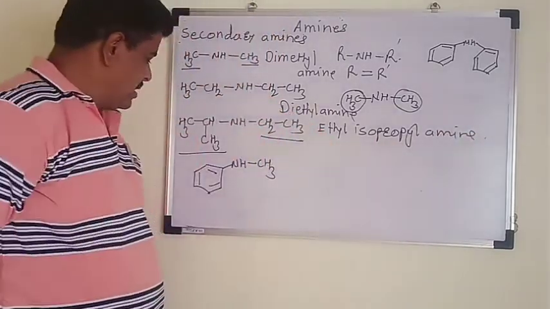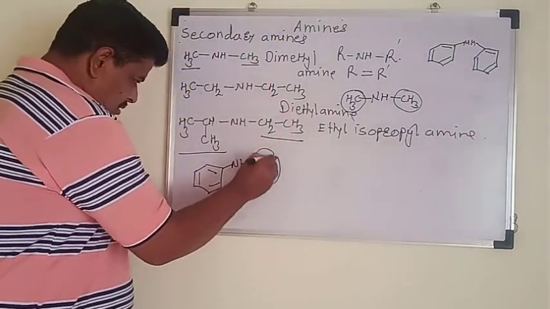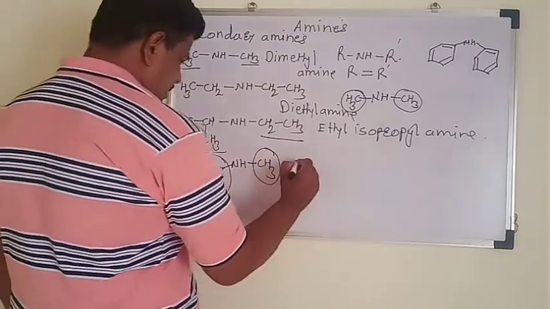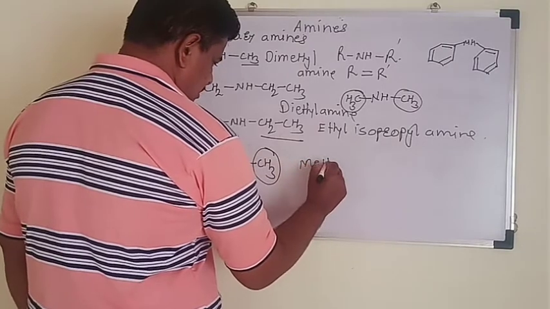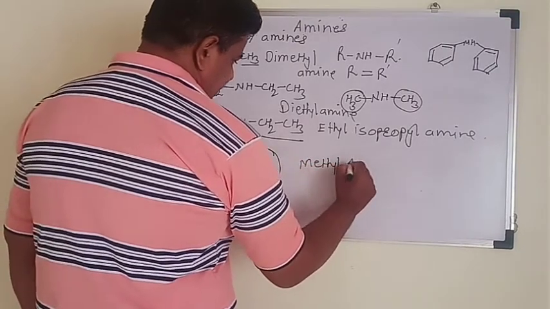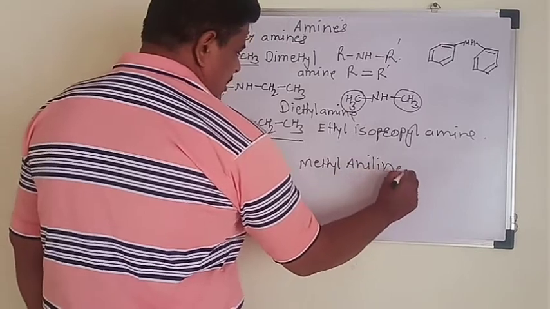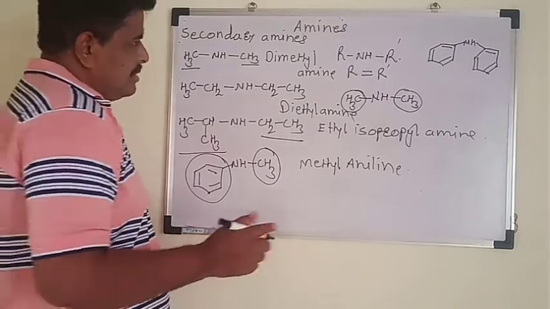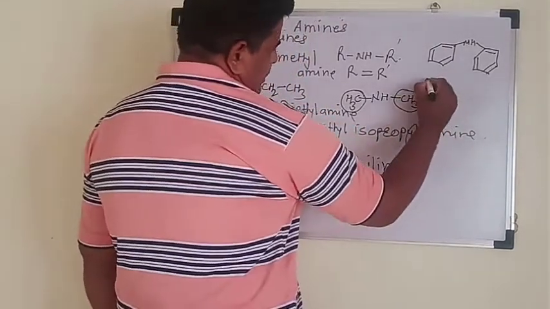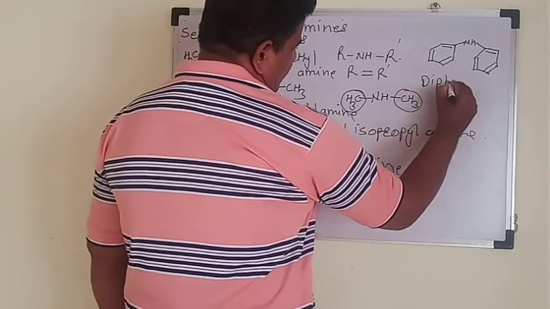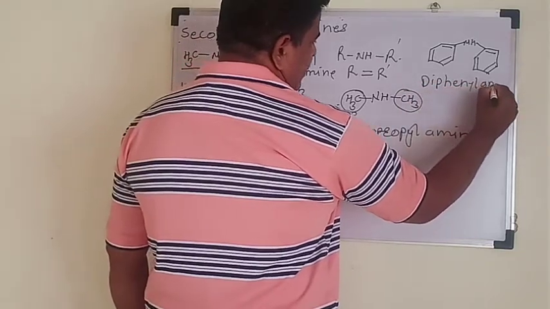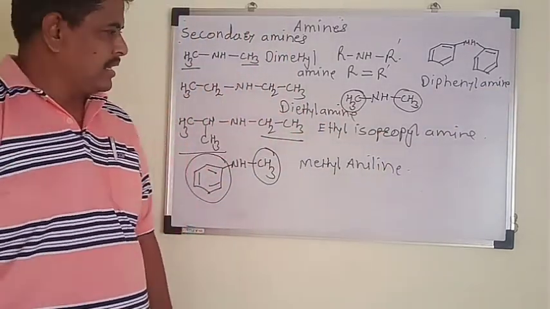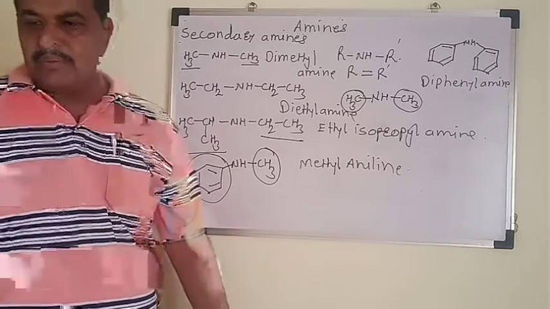So this is common name. Here, this is methyl group. This is phenyl group. So its name is methyl aniline or methyl phenylamine. If two aryl groups are there, then it is named as diphenylamine. Okay, so these are some examples of nomenclature system, that is, common name system.